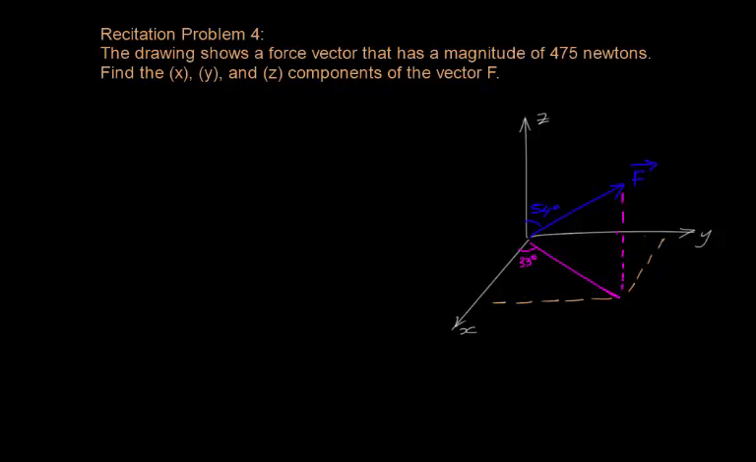Recitation problem 4. The drawing shows a force vector that has a magnitude of 475 newtons. This is the one in blue here, which is presented in a three-dimensional system. It's pointing somewhere between the x-axis and the y-axis and also the z-axis. The question is to find the x, y, z components. This is not a simple two-dimensional question. So we need to really be careful and have that three-dimensional imagination.